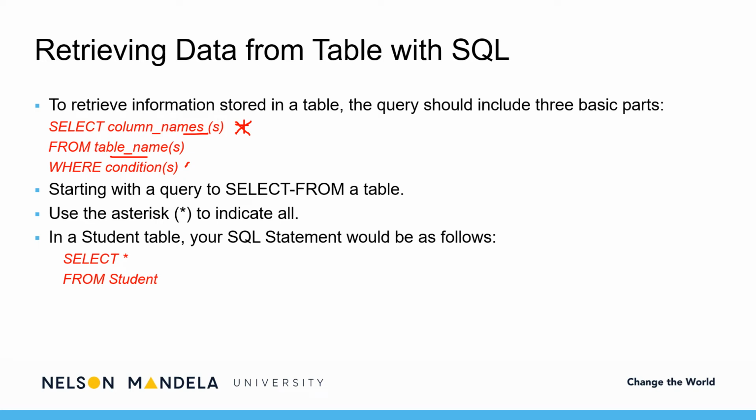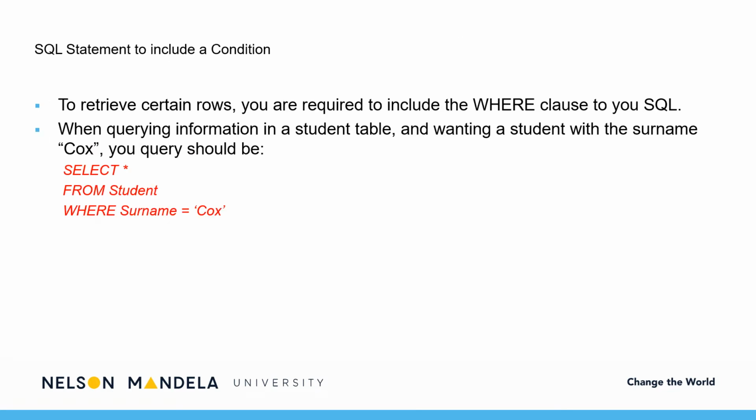An example here is you want to select all from the student table, and then you get the information from the student table. If you're selecting using a specific condition, you use the where clause in your SQL. Here, a query is used to select all the students from a table where the surname is Cox. The where clause says where the surname equals Cox, and in your SQL you just need to have your single quotes. But that's like hard coding.